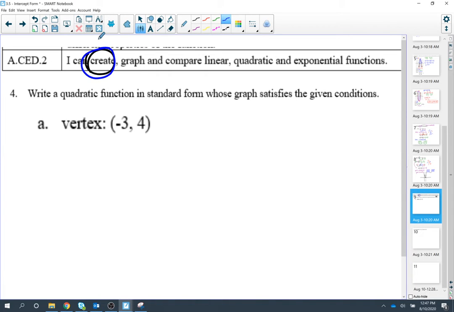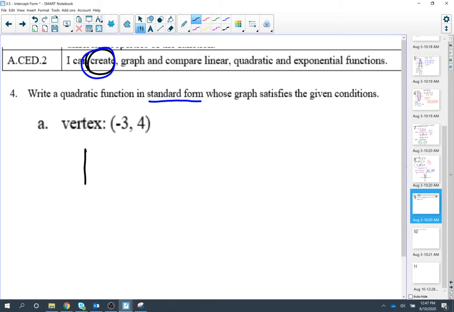So if we're creating these functions, this is kind of where this standard comes in, and then we're also going to see it come in more in the next section, which is 3.7. But number 4, write a quadratic function in standard form whose graph satisfies the given conditions. And the given condition is that it has to have a vertex at -3, 4.